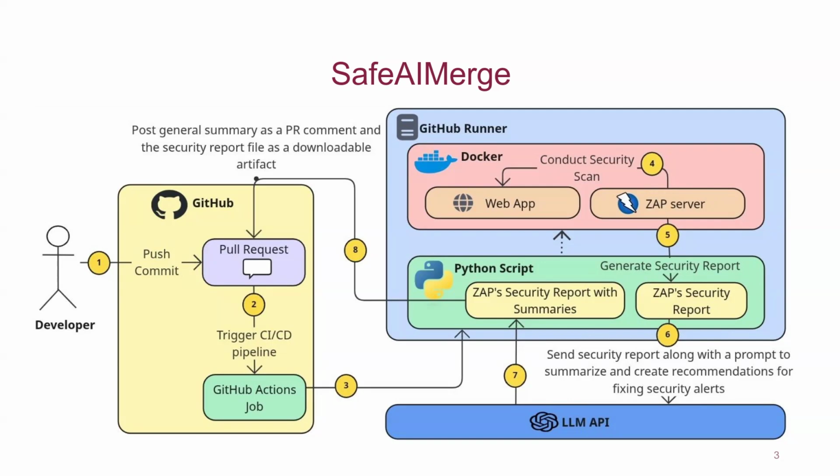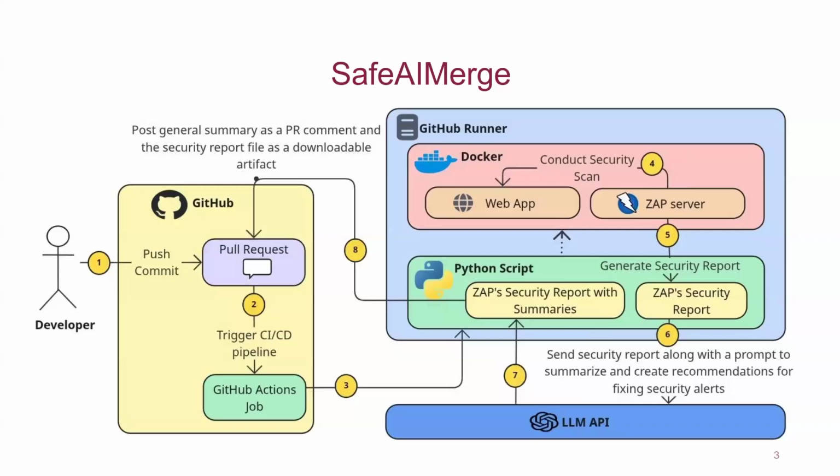Step 3. The GitHub Actions job is then executed. This job contains our automation scripts and orchestrates the security testing process. Step 4. Inside the GitHub Runner environment, we use Docker to simplify deployment. Docker spins up both the target web application and a Zap server, which then conducts the security scan on the target application. Step 5. After the scan is completed, Zap generates a detailed security report listing all detected vulnerabilities and alerts.